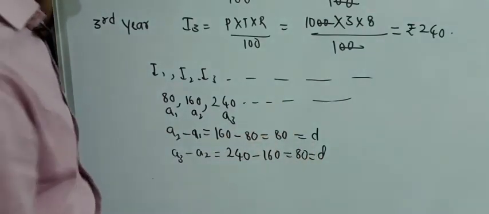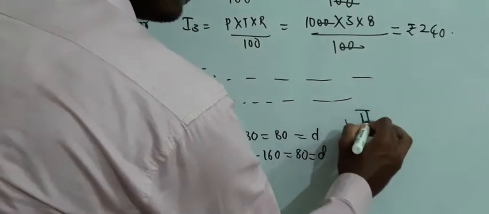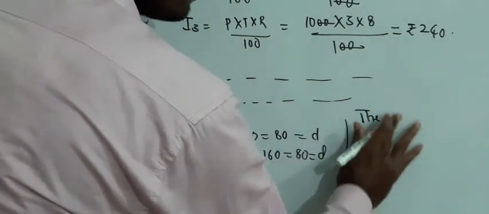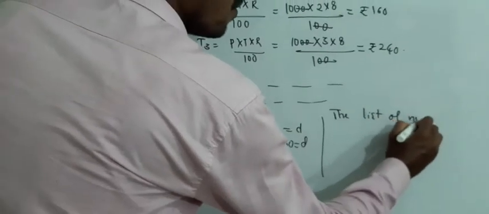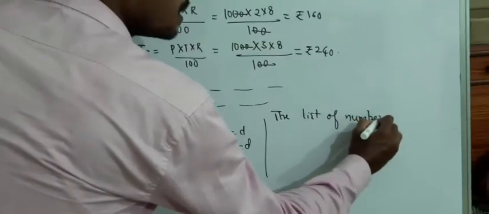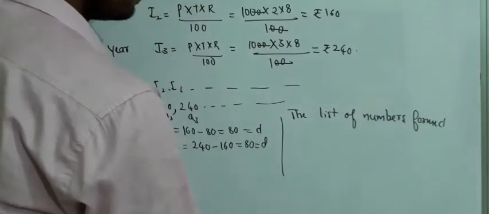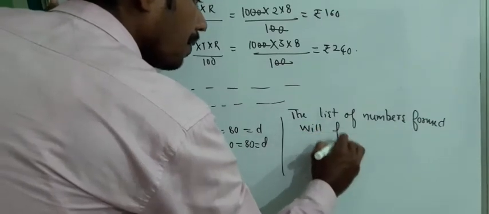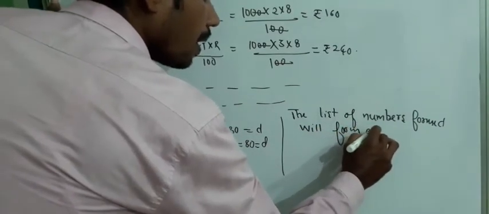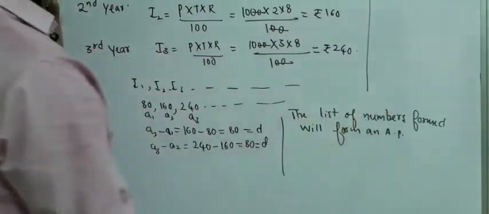Now we'll say that the list of numbers formed will form an AP. Therefore, what do we need to calculate?